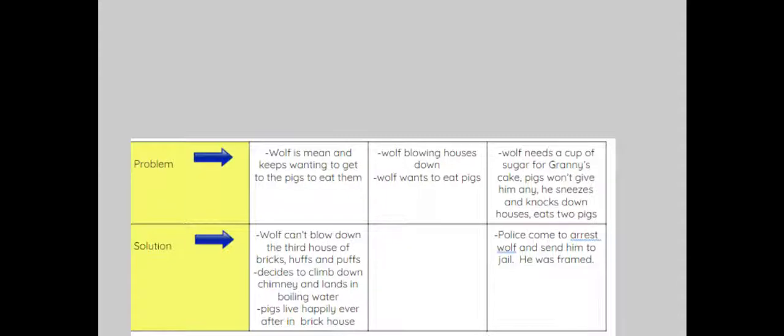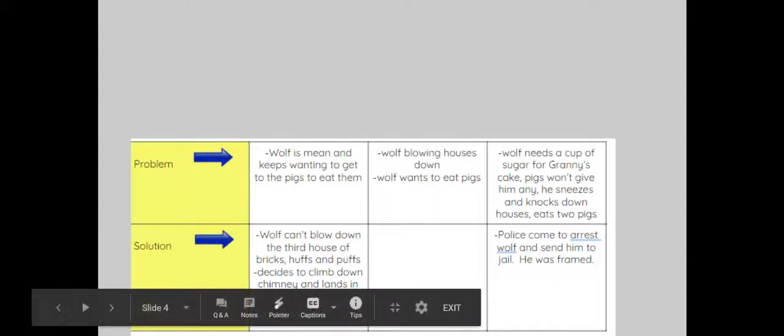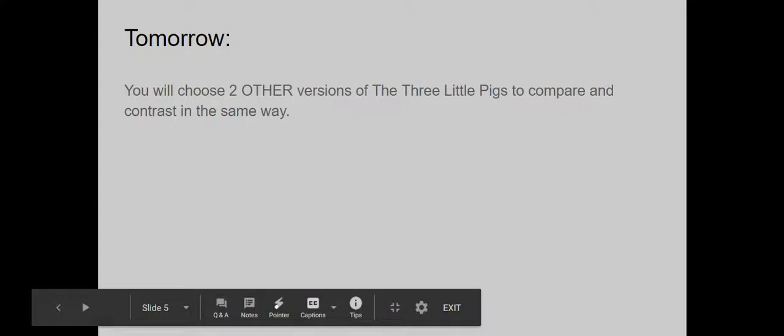In the other version, the police come to arrest the wolf and they send him to jail. He was completely framed, in his opinion, since the story's in his point of view. It does not have a happily ever after ending. He's currently in jail telling you the story. So that is how I compared and contrasted and organized those story elements into my chart.